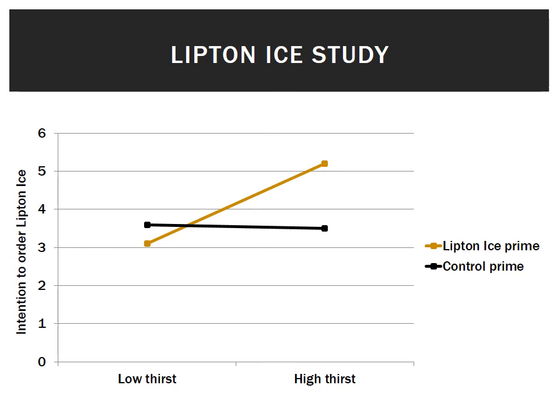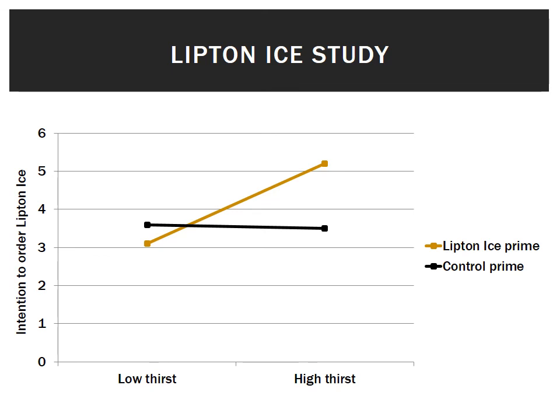If you look, however, at the right side of the graph, at high thirst, now you see a significant difference. You can see that the participants primed with Lipton Ice have a significantly higher intention to order Lipton Ice as compared to the control prime, the black line, at high thirst there.